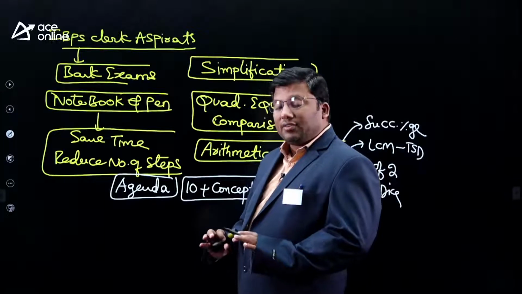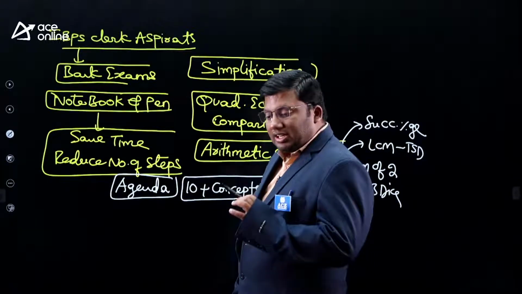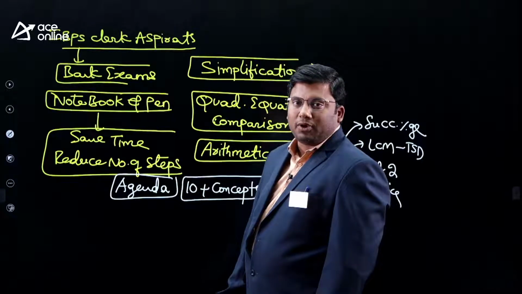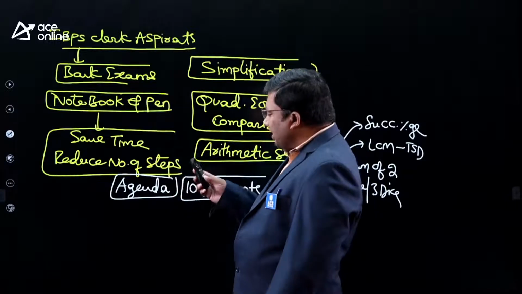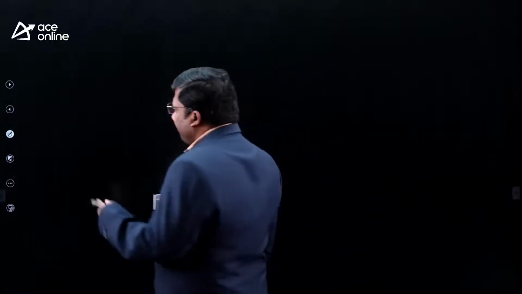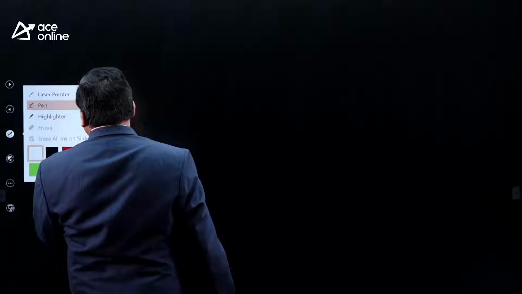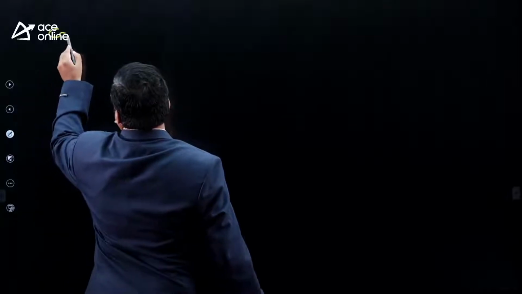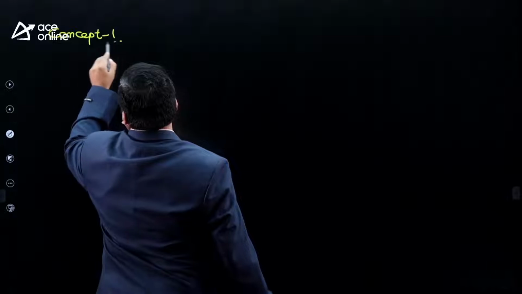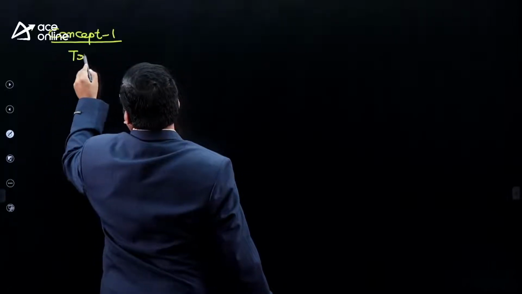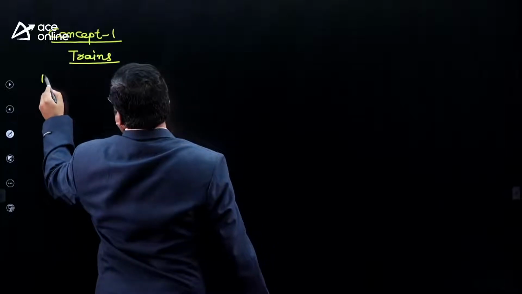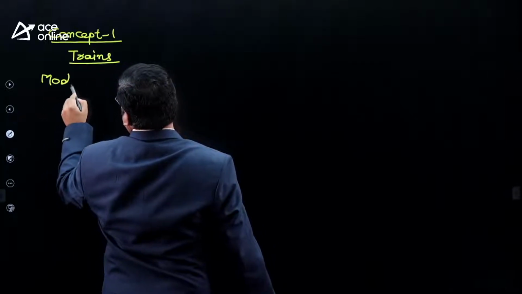Kindly ensure that whenever you are watching this class, you take a notebook and a pen and make a note of each and every important key point. So, 10 plus concepts we will discuss. Let us take off. Concept 1, I will explain it with an example. We were discussing train related problems. Train related problems, model 1.